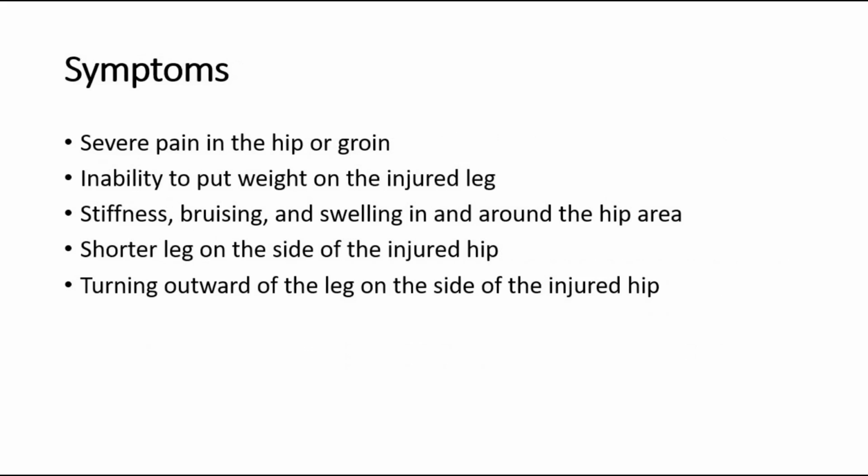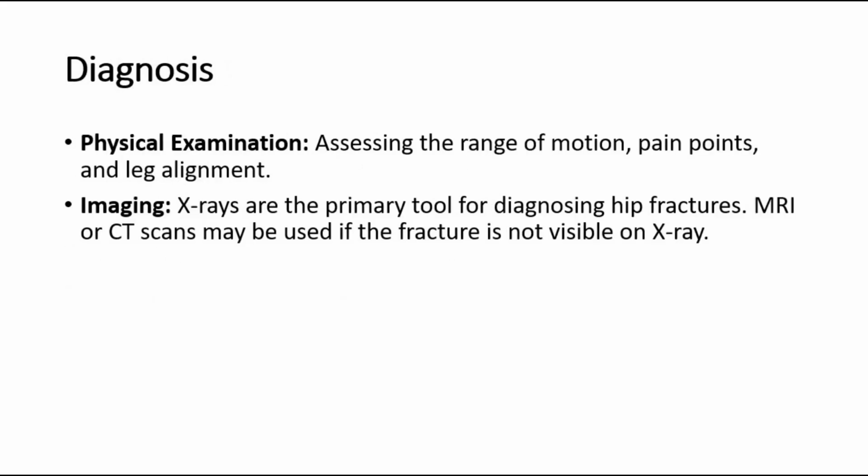Patients with hip fractures may present with severe pain in the hip or groin. Inability to put weight on the injured leg. Stiffness, bruising, and swelling in and around the hip area. Shorter leg on the side of the injured hip. And turning outward of the leg on the side of the injured hip. On physical examination, assess the range of motion, pain points, and leg alignment.